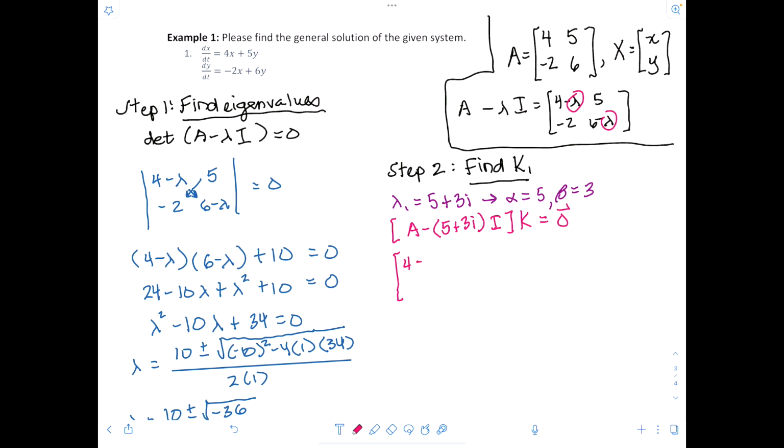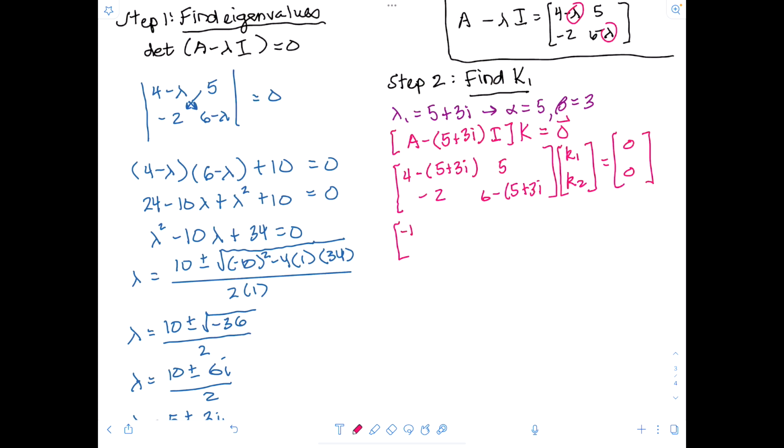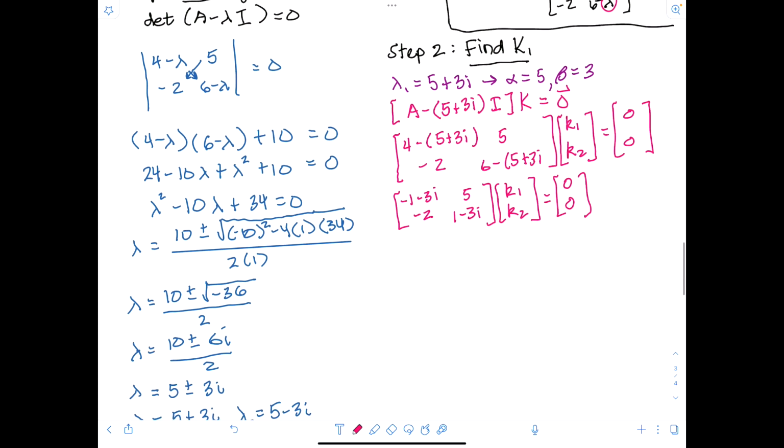So 4 minus lambda is 4 minus (5 plus 3i). We'll have 5 and then negative 2, and then we'll have 6 minus lambda, which was 5 plus 3i. The k vector is just k1, k2, and then we have our 0 vector for this dimension, which is 0, 0. So this is going to give us 4 minus 5 is negative 1 minus 3i, 5, negative 2, positive 1 minus 3i, times k1, k2 equals 0, 0. And now we'll go ahead and just solve that system.